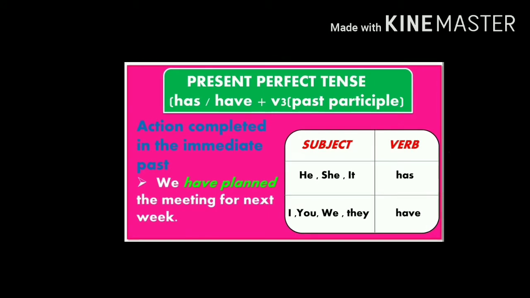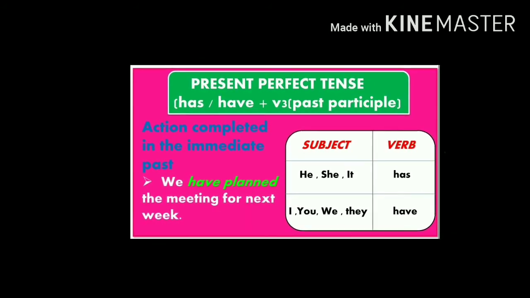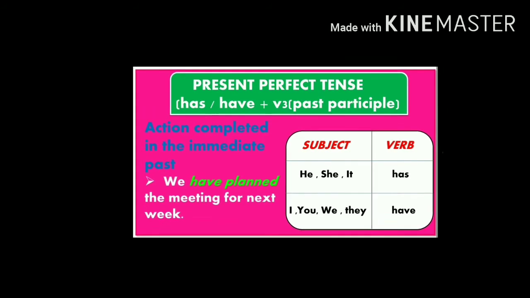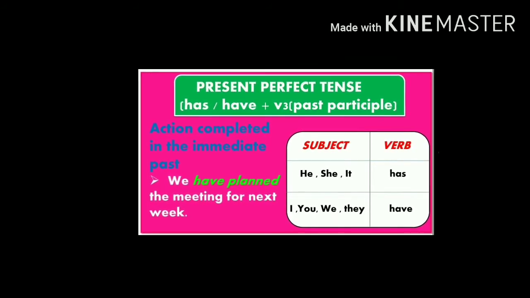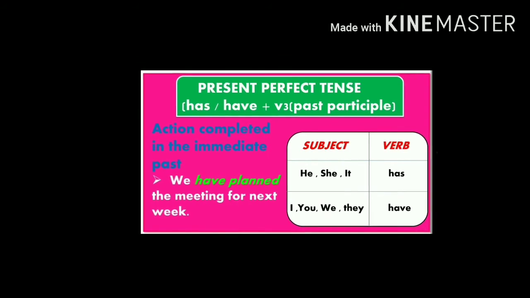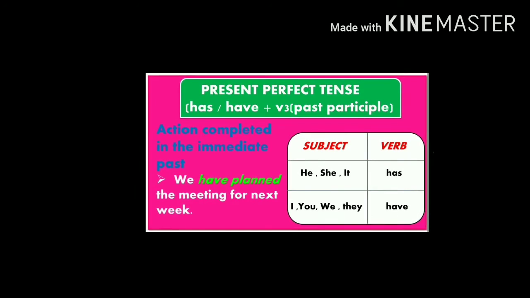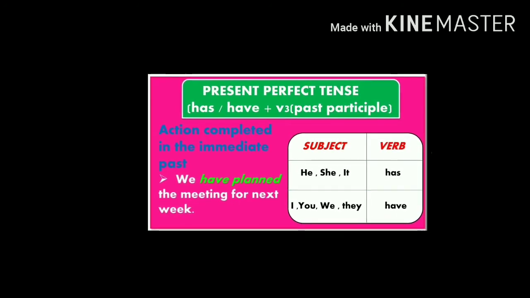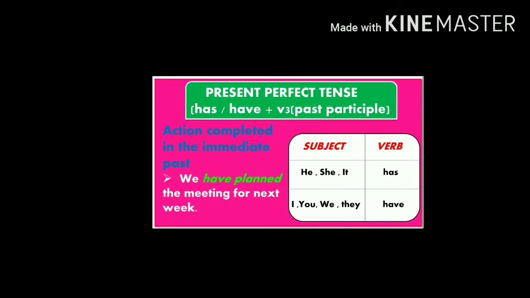We can use present perfect in the places of an action completed in the immediate past, event in the past at an unspecified time, duration from the past until now, change over time, and repeated events in the past until now. Let's see the examples.